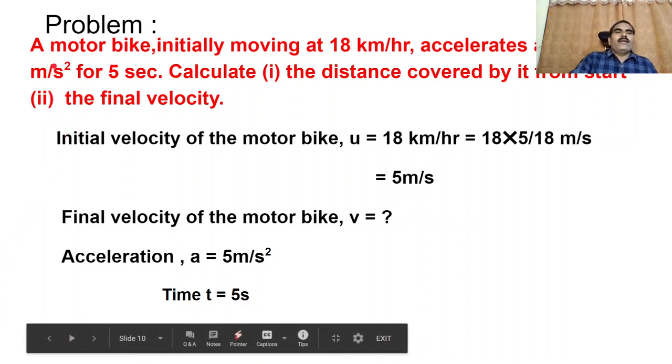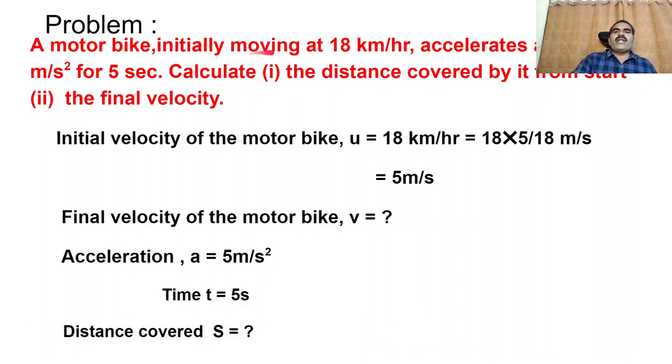A motor bike initially moving at 18 kilometers per hour accelerates at a rate of 5 meters per second square for 5 seconds. Calculate the distance covered by it from start and also calculate the final velocity. So here we have two problems: what is the distance covered by the body, and what is the final velocity of the body?